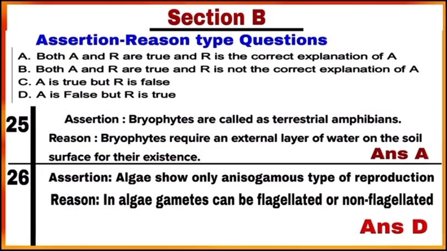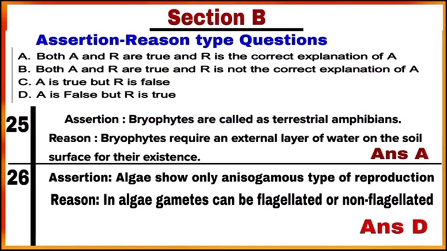Let us start with section B where question number 25 to 28 are assertion-reason type. Question number 25, assertion statement. Bryophytes are called terrestrial amphibians. This is true. Now see the reason. Bryophytes require an external layer of water on the soil surface for their existence. This is also true and correct explanation of assertion. Bryophytes live on land but require water for fertilization. So here mark A as a correct answer.